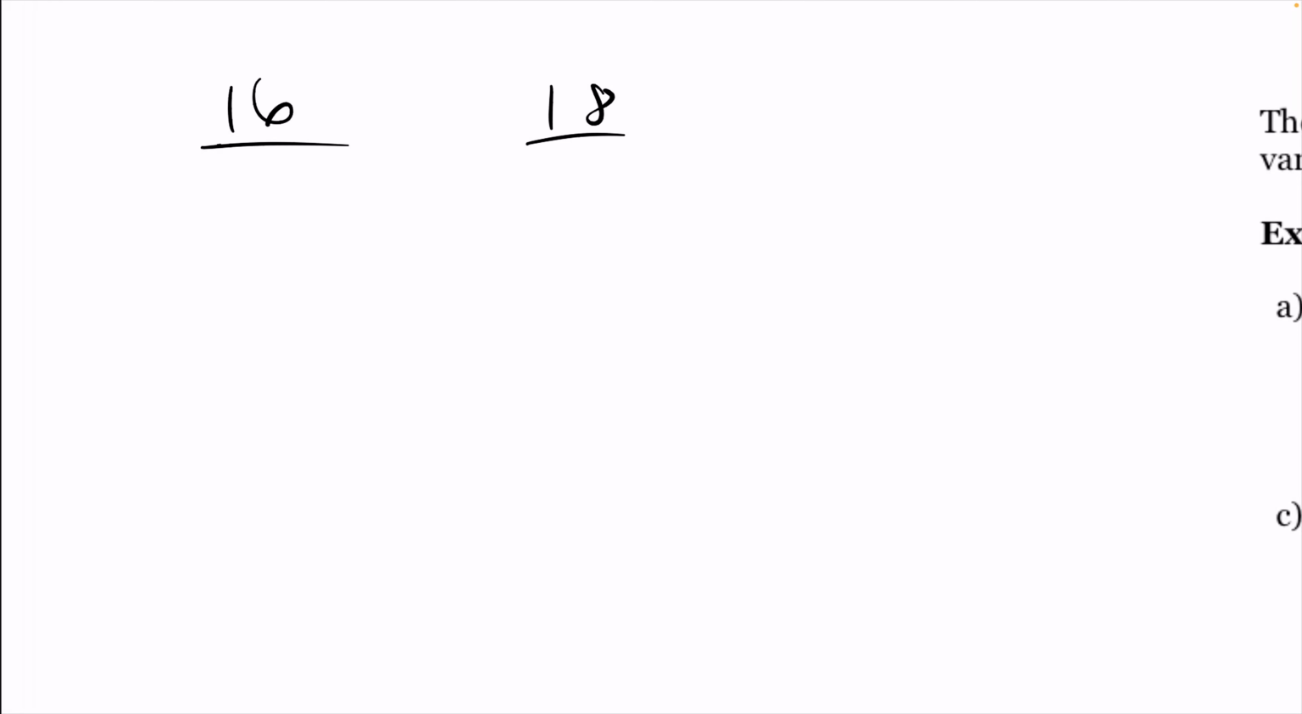6 goes into 18, not 16. 4 goes into 16, but not 18. I think 2 is, right? I think 2 is the biggest number. It's 2 times 8 and 2 times 9, right? And we said 2 was the GCF, the biggest factor, the greatest factor that they have in common.